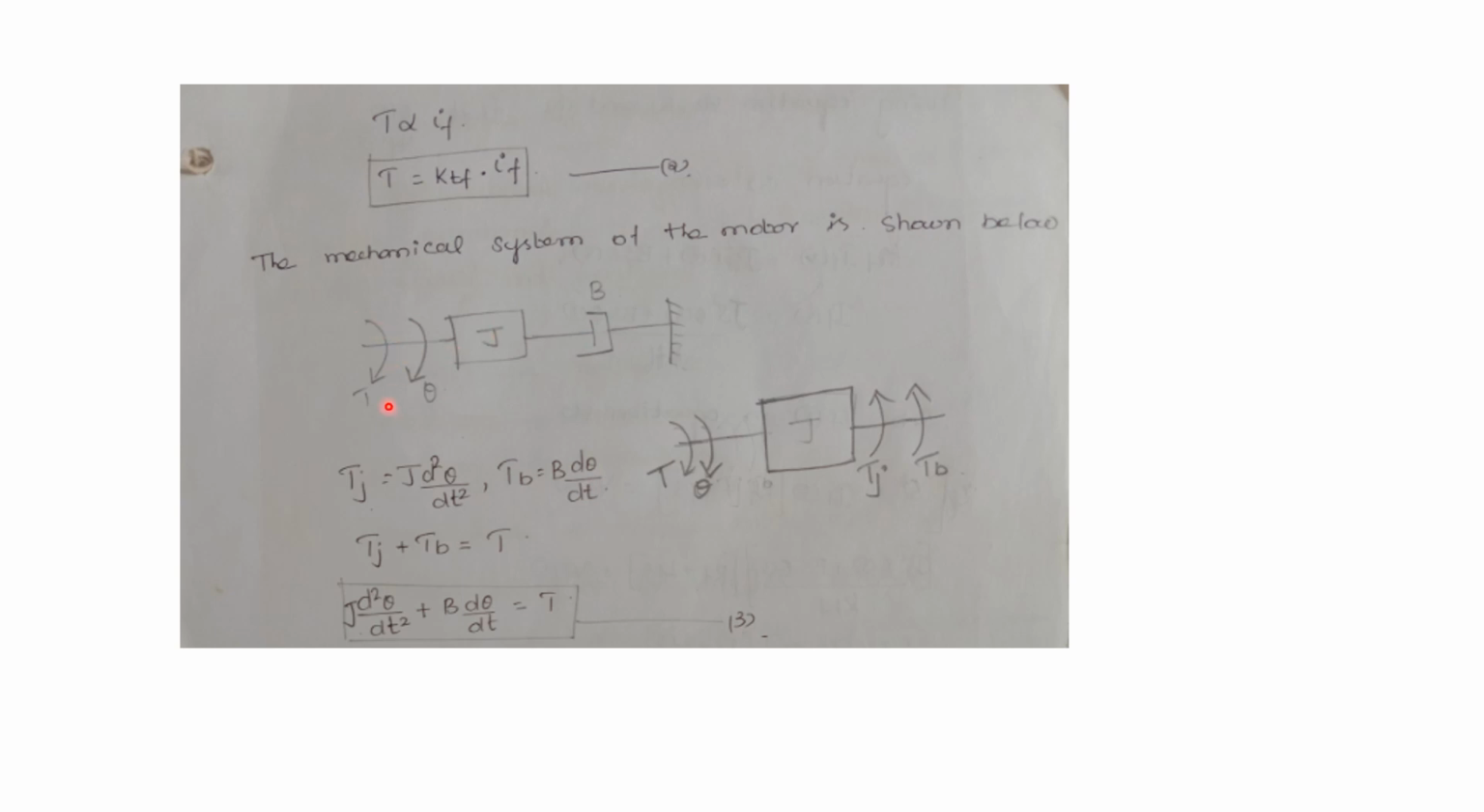Now in this body, if we apply Newton's second law, what will be the applied torque? Capital T. What are the opposing torques? They are due to J as well as B, that is these two. Now the sum of the opposing torques will be equal to the applied torque. Now we know the formula for these opposing torques, so we have to substitute it here. Now we can mark this as equation number 3. In this way we are getting 3 equations.